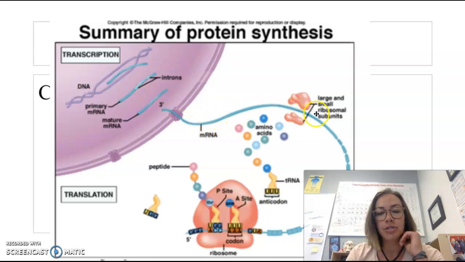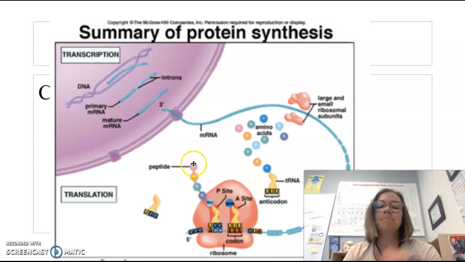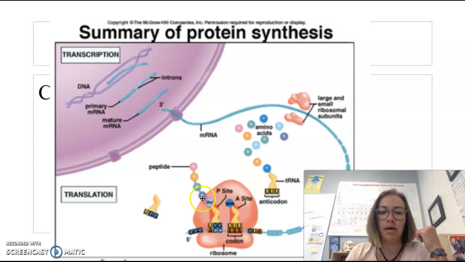That mature mRNA is going to bind onto a ribosome. The ribosome is going to read the mRNA in sequences of 3, the codons, and each of those codons call for a different tRNA, and that tRNA brings with it an amino acid, a specific amino acid based on this sequence, and that's when the primary structure of a protein is formed.